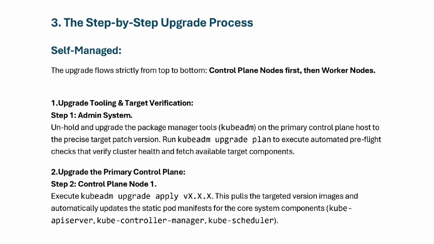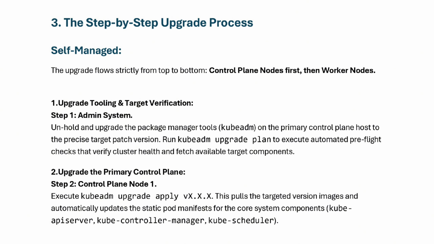We upgrade that on the primary control plane host to the precise target version we are aiming for. To do this, we run the command kubeadm upgrade plan to execute those automated pre-flight checks that verify cluster health and fetch available target components.